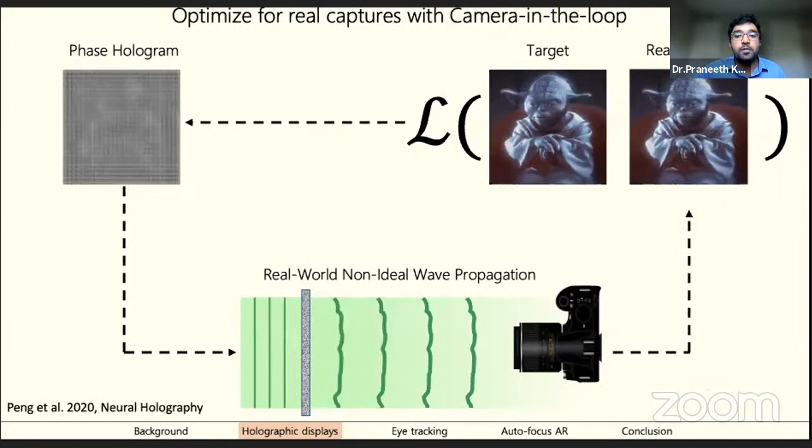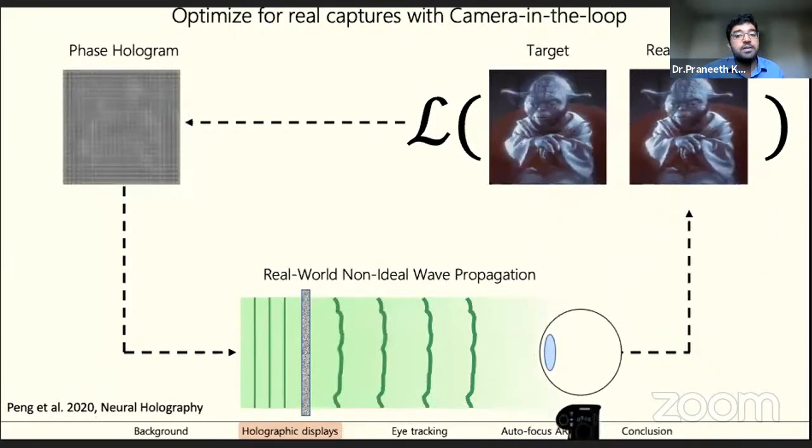So since this wave propagation model is unknown, one way to compensate for these real world aberrations is to optimize for images that are coming directly out of the display. So for this, instead of simulating these reconstructions and optimizing for the reconstructions, we can optimize for a phase hologram by using the images that are directly captured from a display, in a camera-in-the-loop fashion.